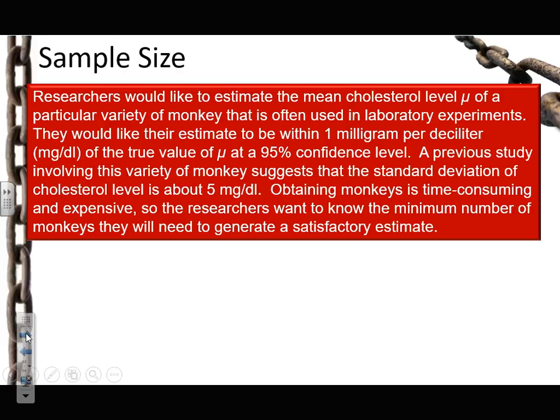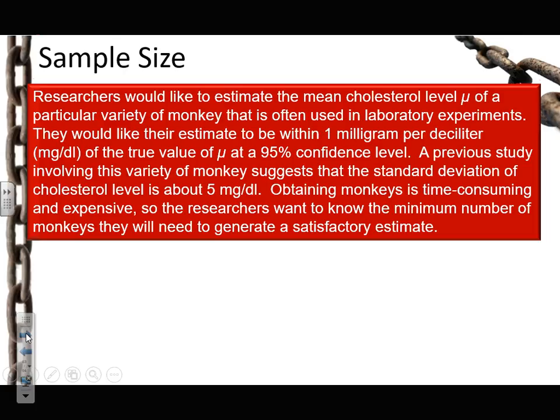So, let's do a quick example. Researchers would like to estimate the mean cholesterol level of a particular variety of monkey that is often used in laboratory experiments. They would like their estimate to be within 1 milligram per deciliter of the true value of mu at a 95% confidence level. A previous study involving this variety of monkeys suggests that the standard deviation of cholesterol level is about 5 milligrams per deciliter. Obtaining monkeys is time-consuming and expensive, so the researchers want to know the minimum number of monkeys they need to generate a satisfactory estimate.